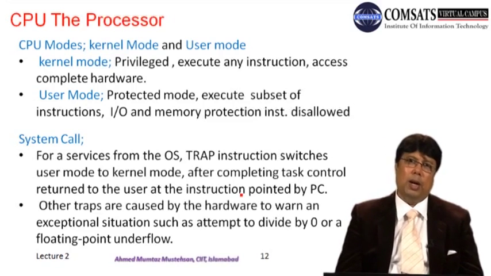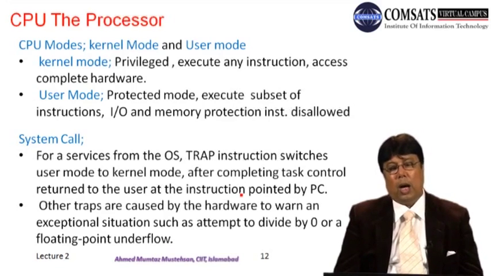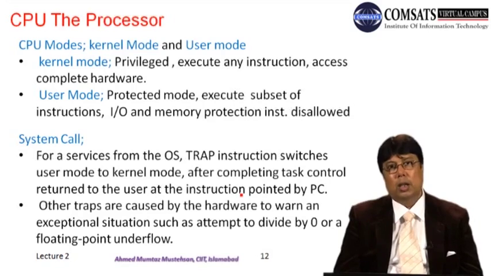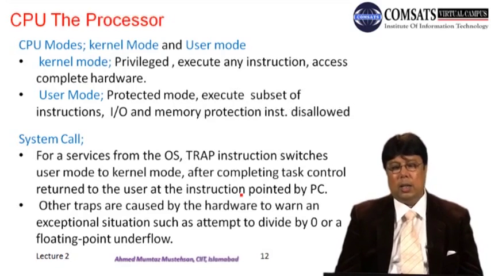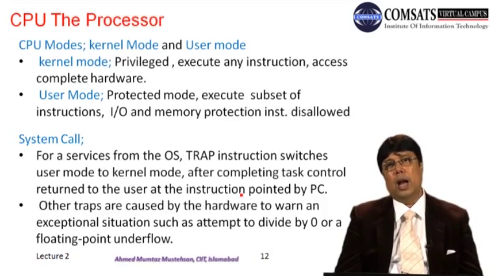How does the operating system provide the service? For that purpose, there is a feature, a functionality which is called a system call. With the help of a system call, for a service that is required from the operating system, a trap occurs. Whenever there is a trap, the control is transferred from the user mode to the kernel mode. So the trap instruction switches the user mode to the kernel mode. And after completing the task, the control returns back to the user, to the next instruction after where the trap occurred.